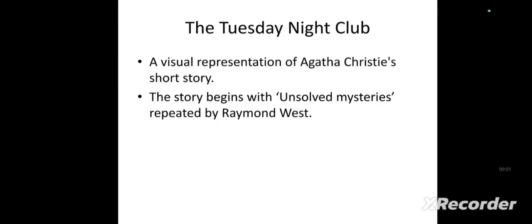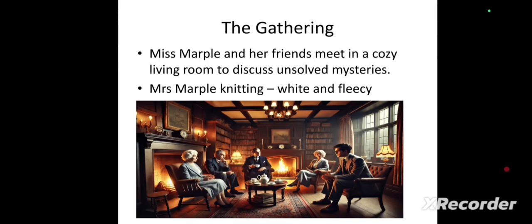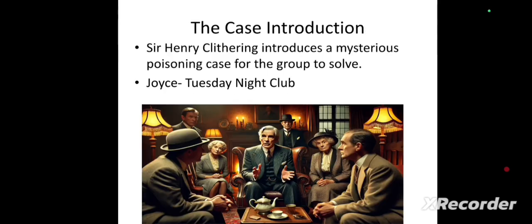This is a visual representation of Agatha Christie's short story. The story begins with unsolved mysteries recounted by Raymond West. The gathering: Miss Marple and her friends meet in a cozy living room to discuss unsolved mysteries. In this scene, Miss Marple is knitting something white and fleecy.